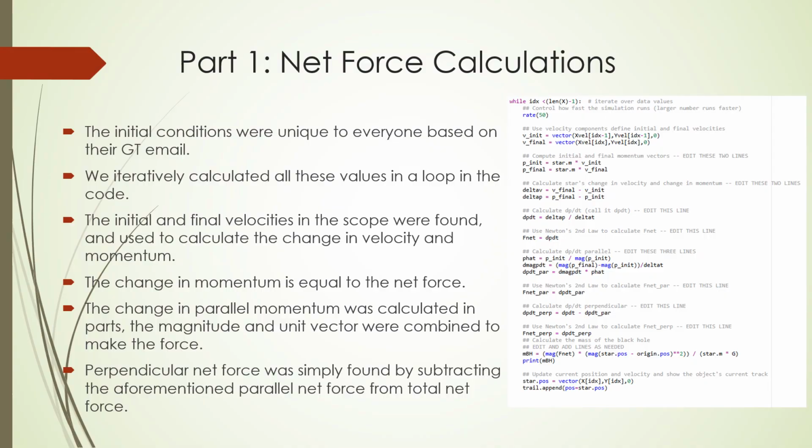The initial conditions were unique based on your email. So this initial velocity was related to the change in momentum as it was iterated through in the while loop by the given mass of the star. So then this change in momentum is equal to the net force. So then we found the parallel change in momentum by finding the unit vector and the magnitude for that, multiplying them together, and then that is equivalent to the parallel net force. And then we found the perpendicular net force by subtracting that from the overall net force.